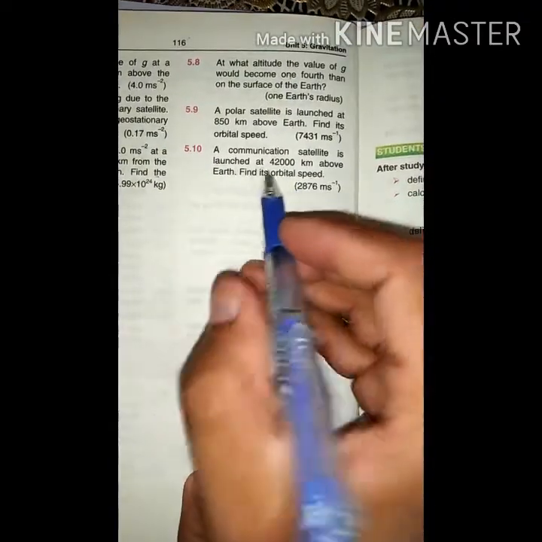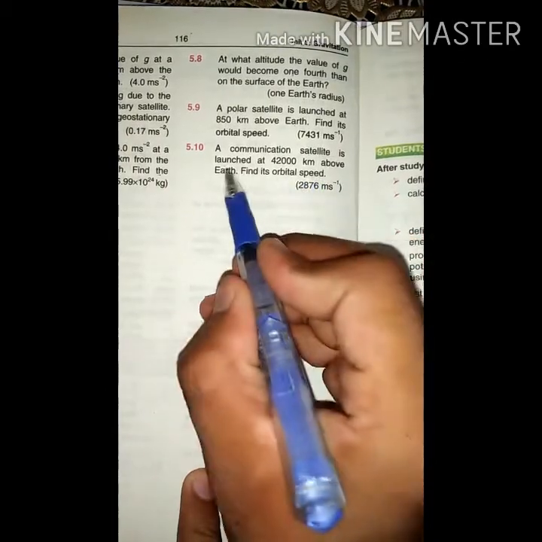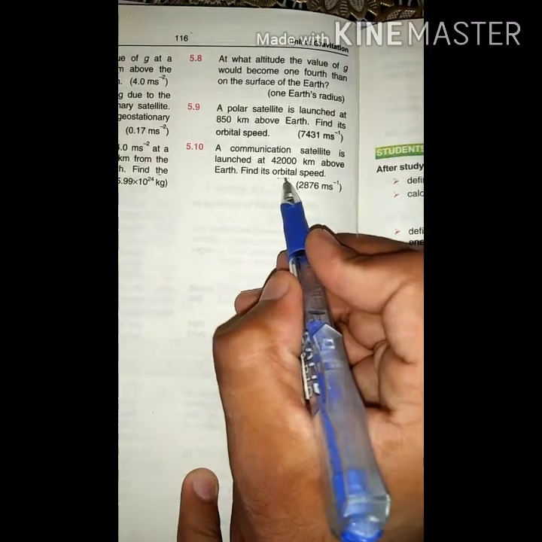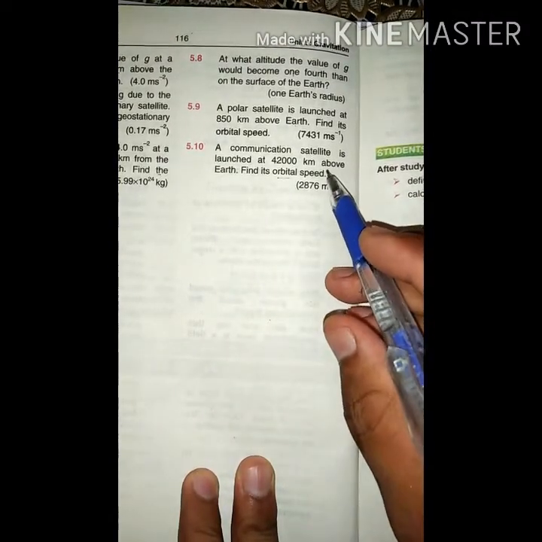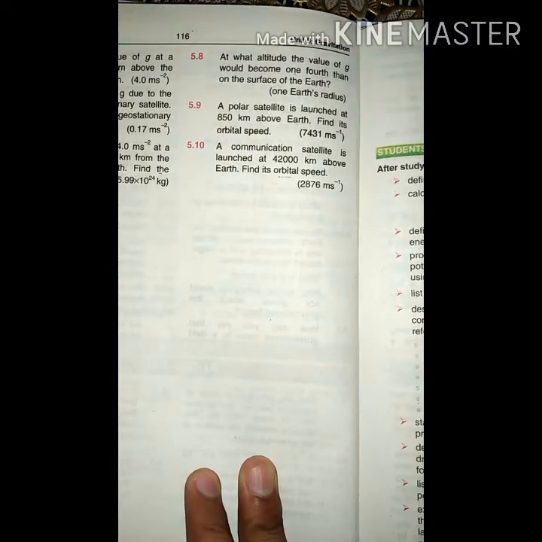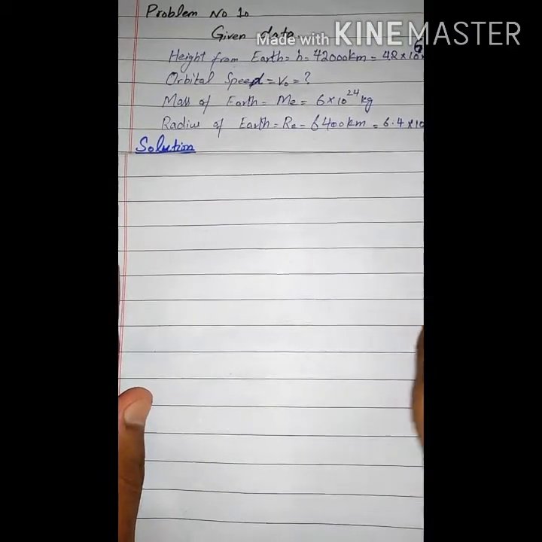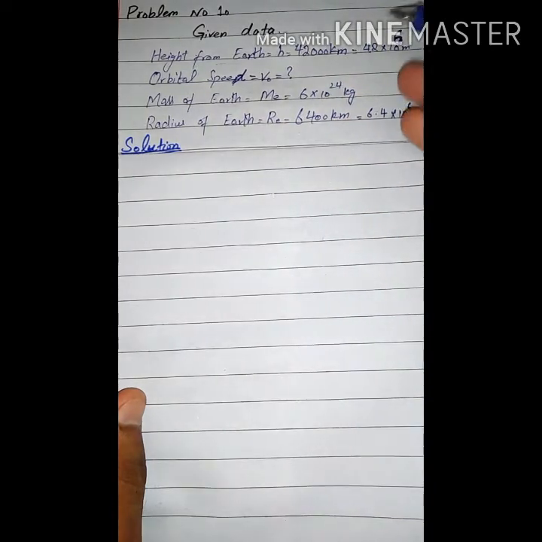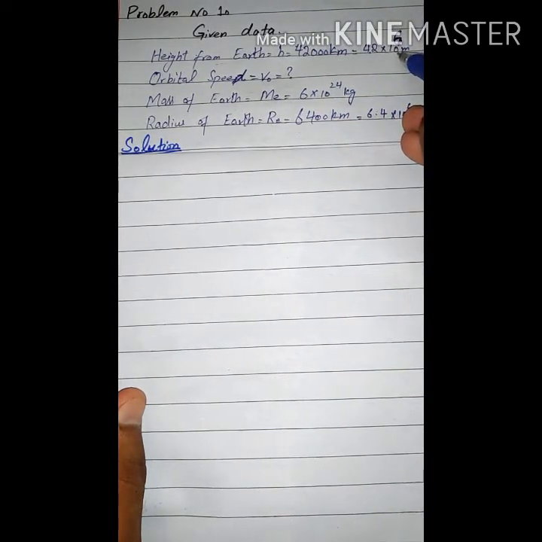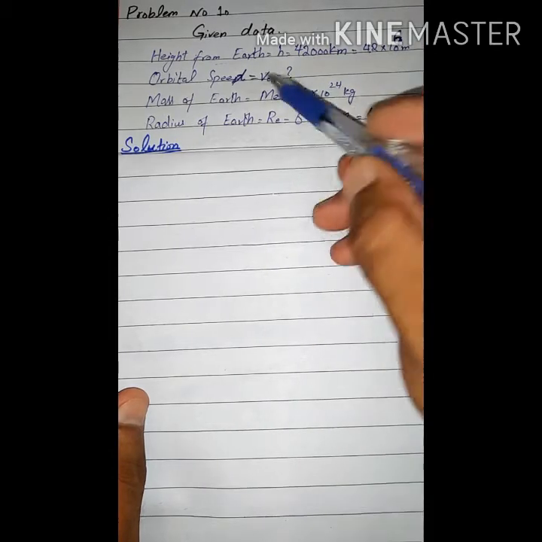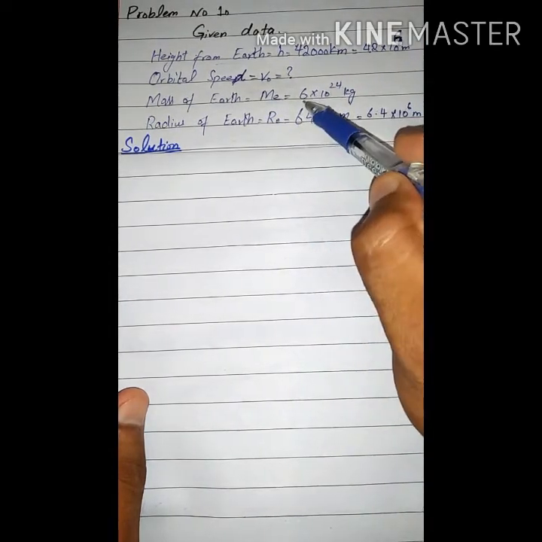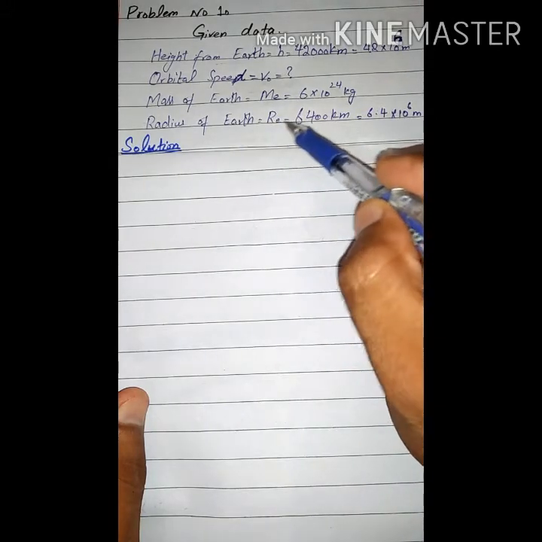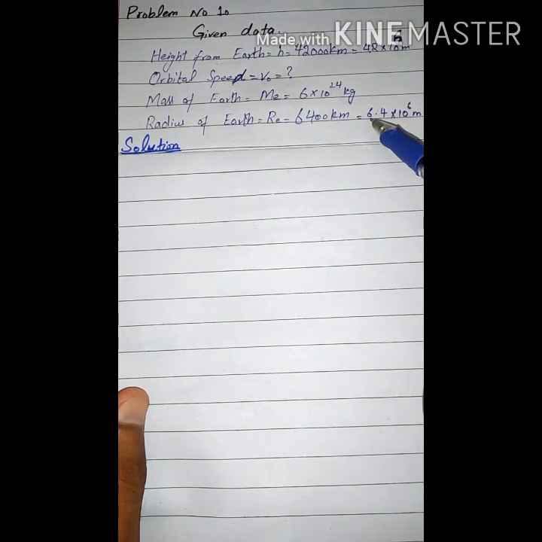The next problem statement is that a communication satellite is launched at 42,000 km above the Earth. Find its orbital speed. Now we also have to find the orbital speed. According to the next statement, the given data is the height from the Earth, in scientific form 42 multiplied by 10 to the power 6 meters, and orbital speed we have to find. Mass of the Earth is 6 multiplied by 10 to the power 24 kg, radius of the Earth r is equal to 6400 km, and in scientific form 6.4 multiplied by 10 to the power 6 meters.